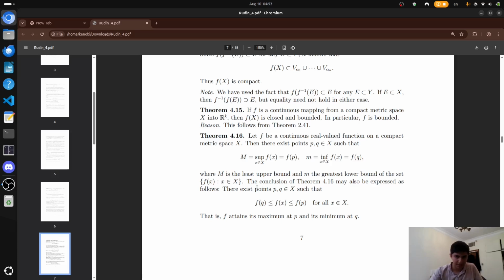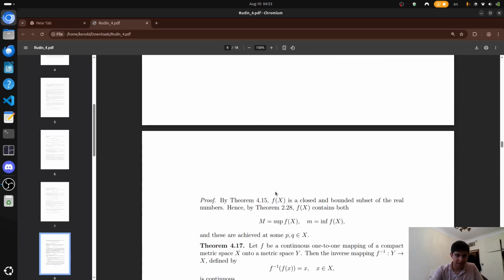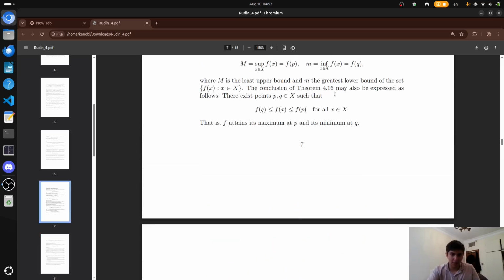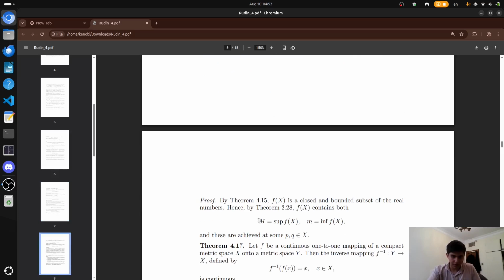So basically, if it's on a compact metric space, you can define a maximum and a minimum value. And the proof is very simple. It follows from the theorem that says that every segment in the real number line, if it's closed, is going to contain its supremum. And we know that it's closed and bounded by the Heine-Borel theorem when it's compact. So it contains both M equals supremum of f of x and m equals infimum of f of x. And these are achieved at some p, q in X.